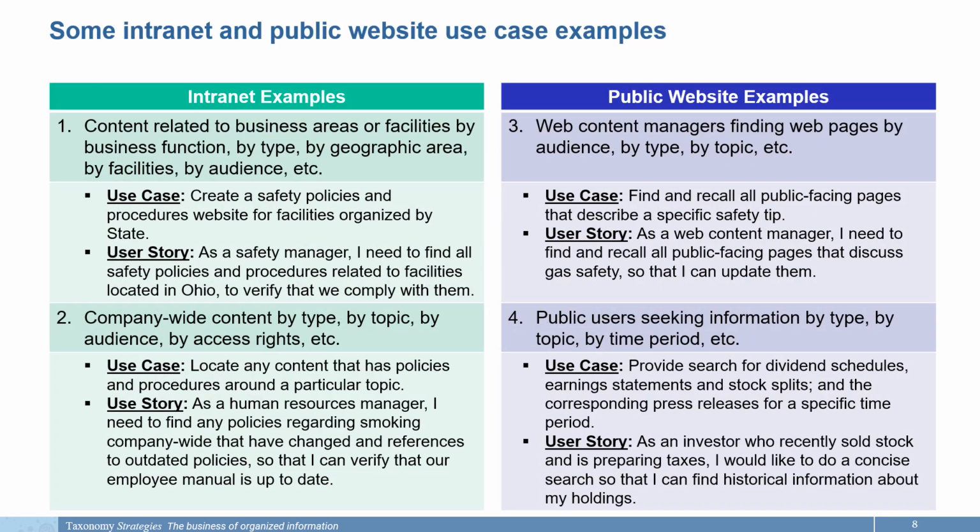This table shows some examples of intranet and public website use cases and user stories. In the first example, the purpose of the taxonomy is to be able to organize and find content by business function, such as safety, by content type, such as policies and procedures, by geographic area, such as by state, and so on. A use case would be to create a safety policies procedures website for facilities organized by state.